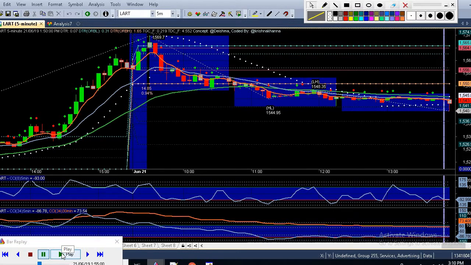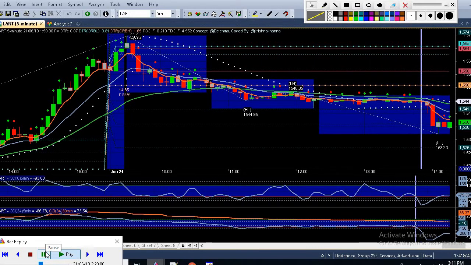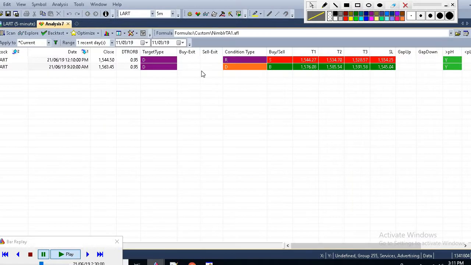Let's move further. This is the point we got the alert and we are trying to analyze it. 12:10, this was the point of alert, right? And we analyze it further. Yes, so the strength candles are there. Now the stock suddenly falls down over here and it made a low of 1532.3, right? Let's see what the alert gave us.